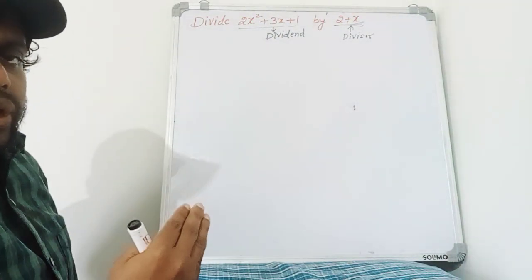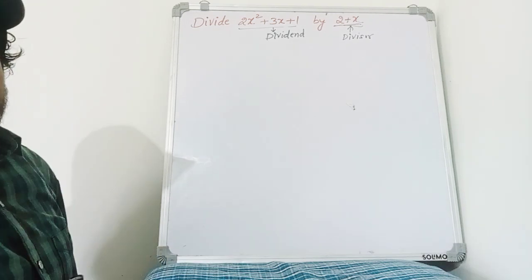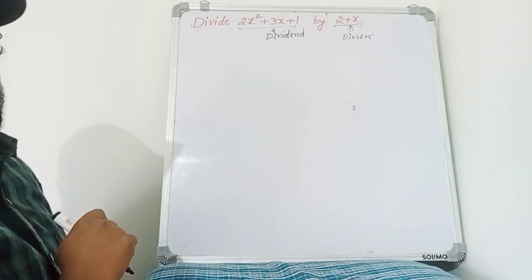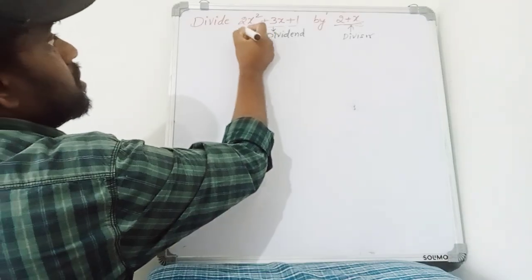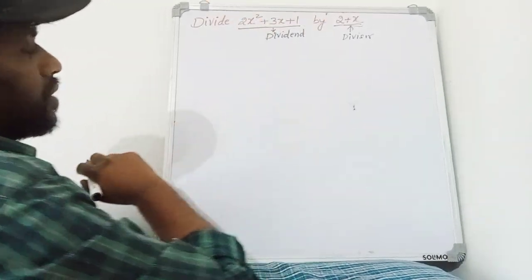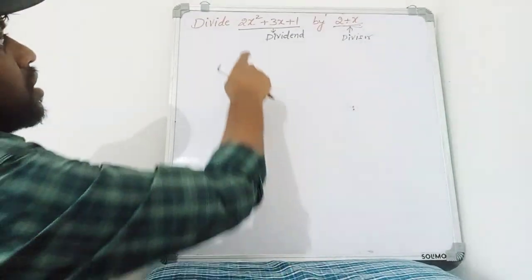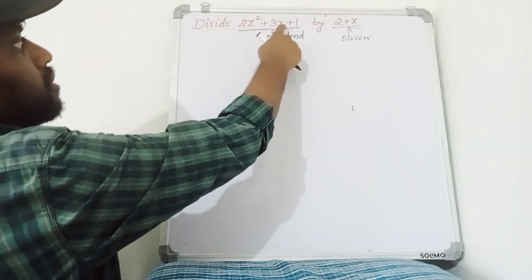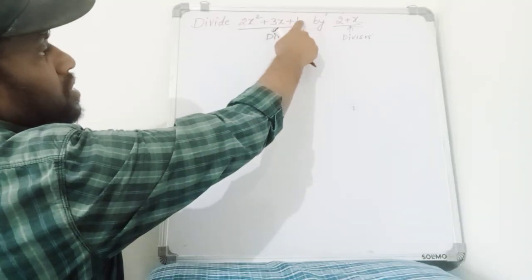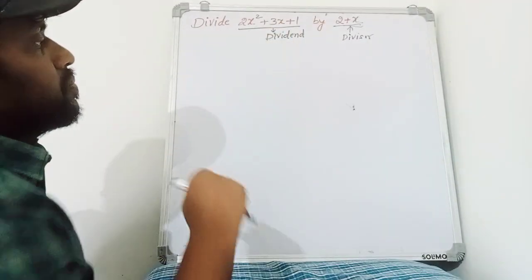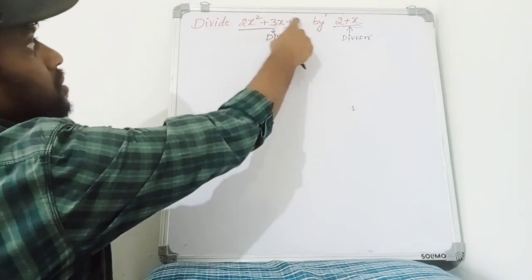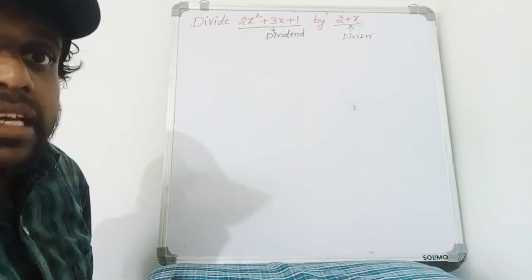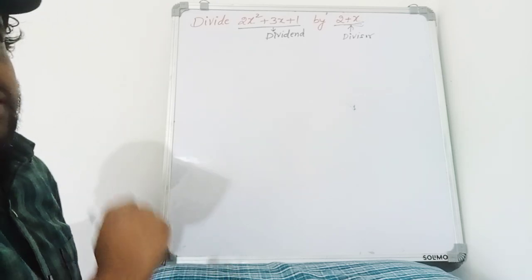Before doing the division process, first, what do you have to do? Consider this polynomial. These are called terms. 2x square is one term, 3x is another term, plus 1 is another term. There are three terms in this. So what we have to do? We have to arrange the terms in the decreasing order of power of x.